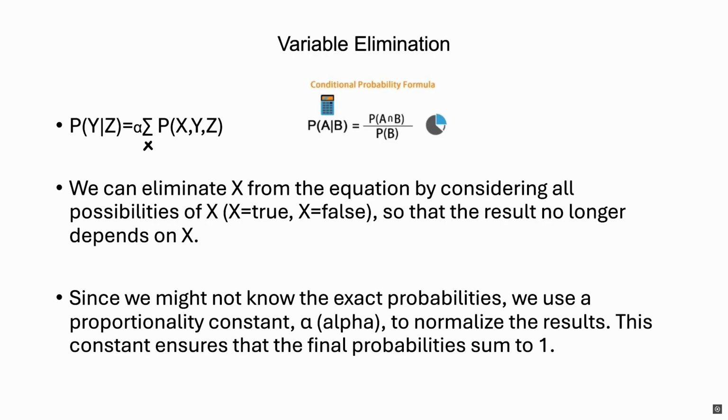The probability of Y, given that event Z has already happened, is equal to alpha times the sum of the probability of all possible values of X times the probability of X, Y, and Z happening. As you can see in the conditional probability formula, the probability of A happening when event B has already happened is simply the probability of A and B divided by the probability of B. But since we might not know the exact probabilities, we use a proportionality constant alpha to normalize the results. So this constant helps us ensure that the final probability sums to 1.